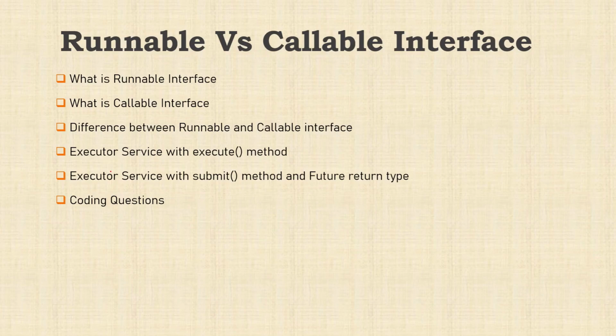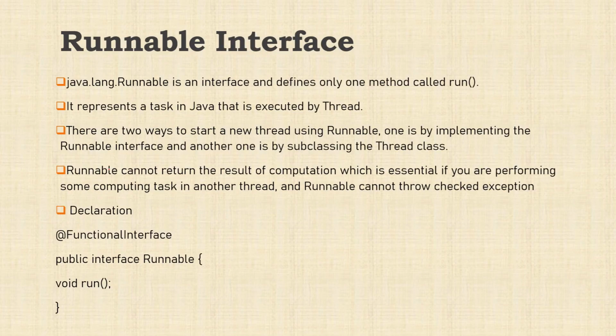So what is the Runnable interface? The Runnable interface is an interface and defines only one method, called the run method. Only one method is available in the Runnable interface, so it is called a functional interface. It represents a task in Java that is executed by a thread.